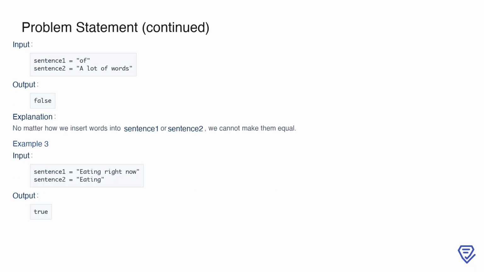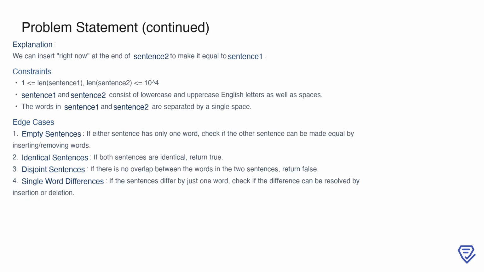Here's another example. For sentence 1, we have "of", and sentence 2 is "a lot of words". In this case, the output is false. Even though we can insert or remove words, it's not possible to transform one sentence into the other to make them identical. Let's consider one more example. If sentence 1 is "eating right now" and sentence 2 is simply "eating", the output is true. This is because we can insert the words "right now" at the end of sentence 2 to make it match sentence 1 exactly.